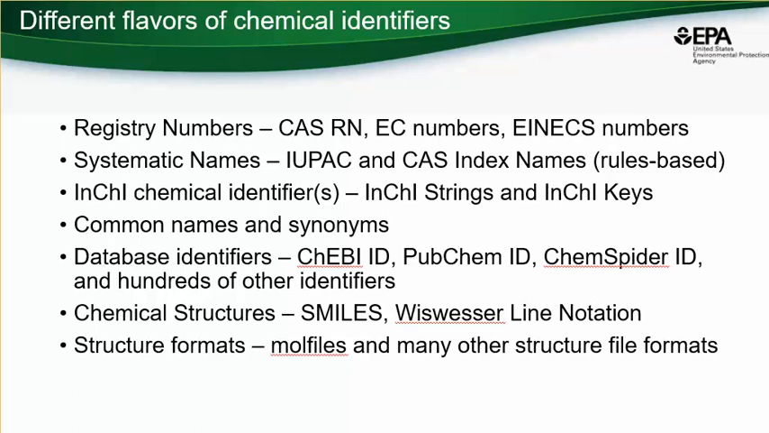All the database identifiers, ChEBI, PubChem, ChemSpider, and hundreds of other identifiers because of all of the databases available for chemistry today. Also, you've got the chemical structures that can be represented in text format, SMILES, InChI, for example, and of course the formats for data interchange of chemicals.